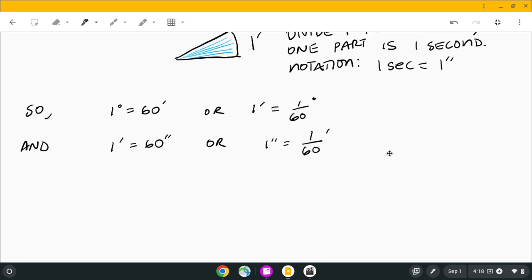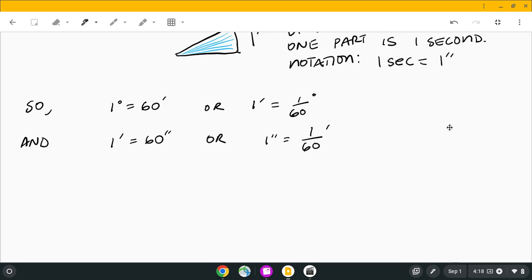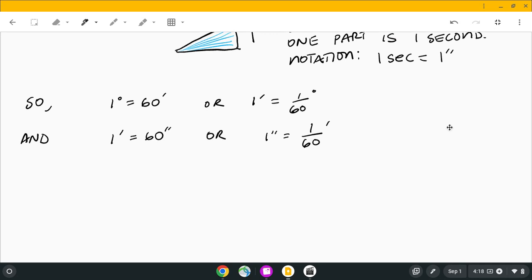We don't use this for flying. I fly helicopters, so we don't use this for navigation. It's like, we're facing 270 degrees. That's about it. Okay. All right.